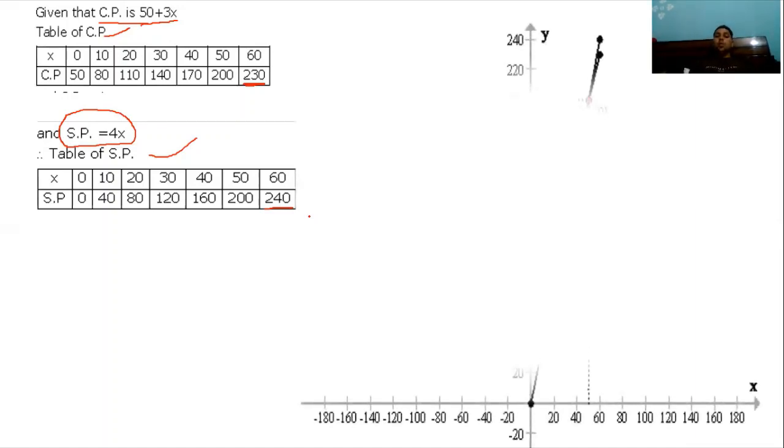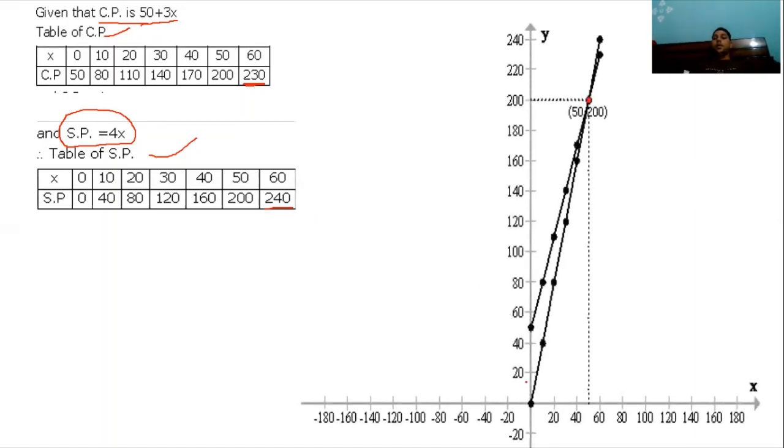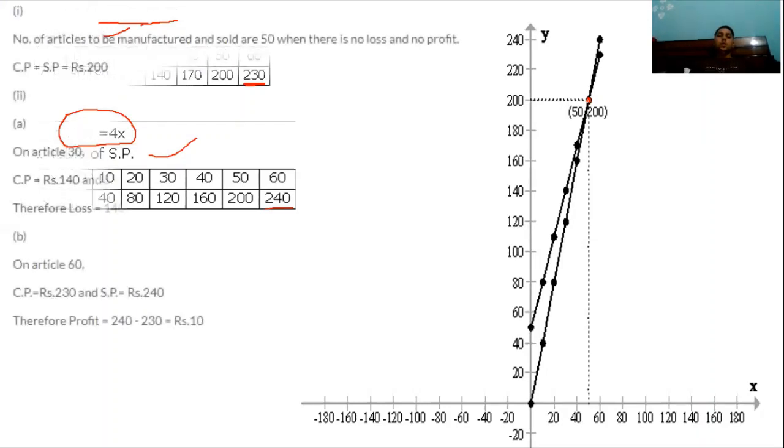Okay, so plotting these points on the graph paper, here we have taken 1 centimeter is equal to 20 unit on both x and y axis, and after plotting these points of your cost price and sale price, we have a common point where these two lines meet each other, which is 50 and 200.